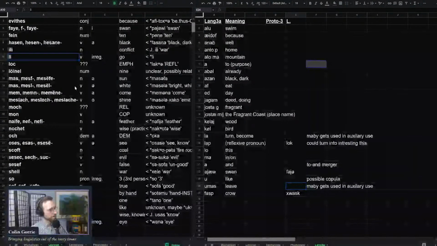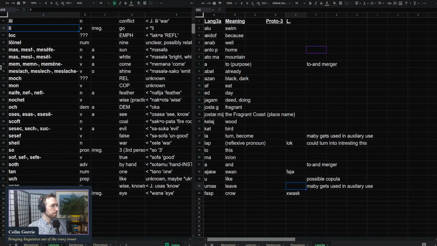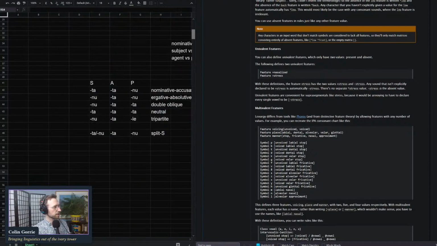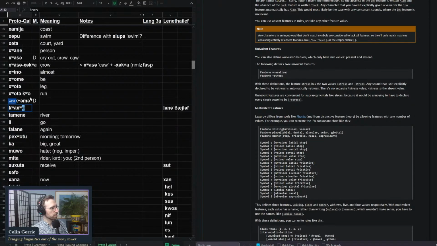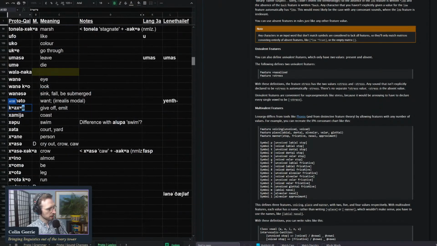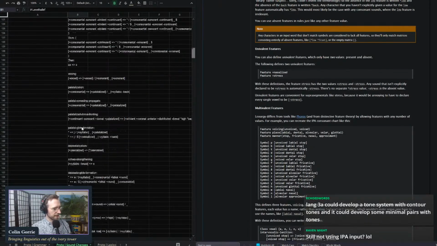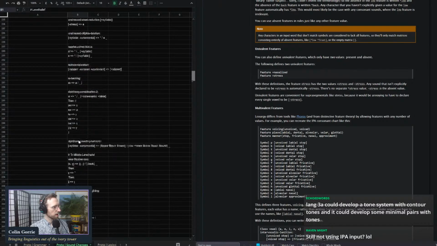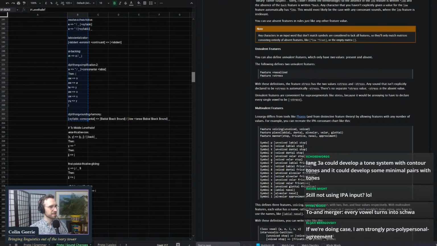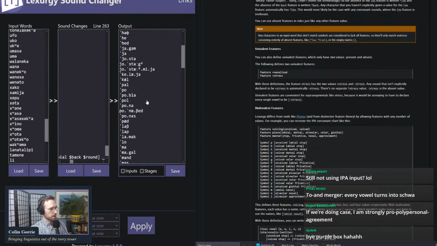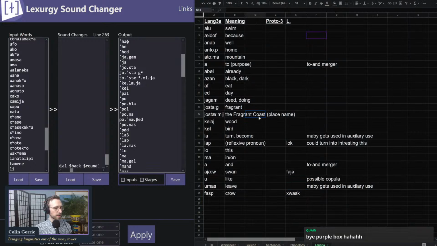I guess I could get into Lexergy. That's probably what I should do. Get into Lexergy and go through the Lenethailef sound changes. There we go. The Lenethailef sound changes, which are extensive and still slightly buggy, to be honest. But what you gonna do? I was trying to work up the sound changes for Lang 3A. Oops. There we go. Purple box.